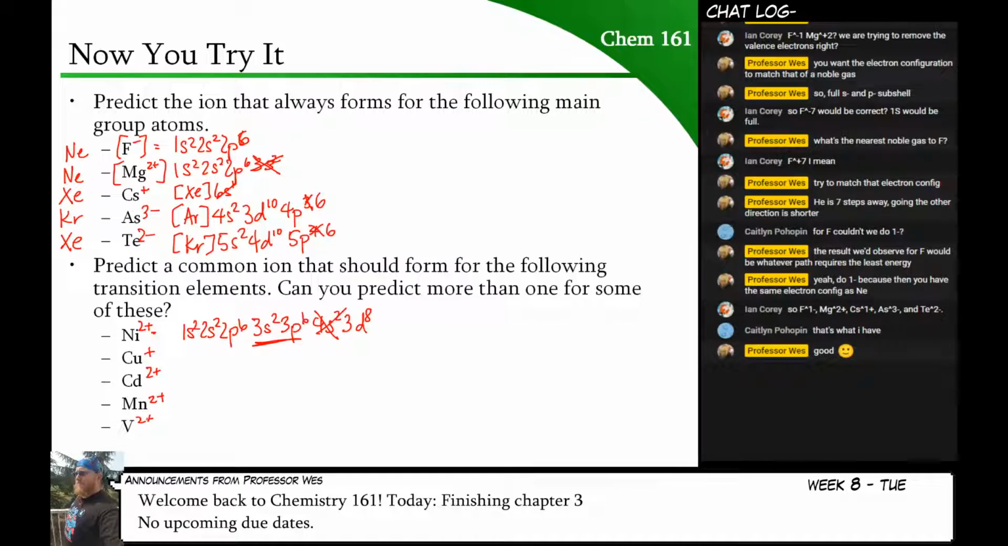Now, if you want to predict more than one for some of these, you can start playing around with looking at the d electrons and seeing, okay, can I unpair them? Can I get rid of all of them? And make predictions that way. We're not going to go over that because there's just too many possibilities, and it's not really worth memorizing these at this point. But you can do that.